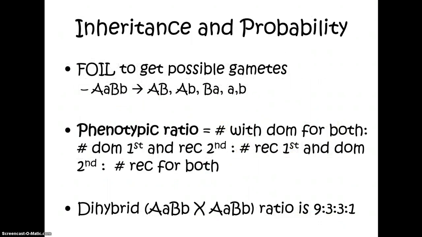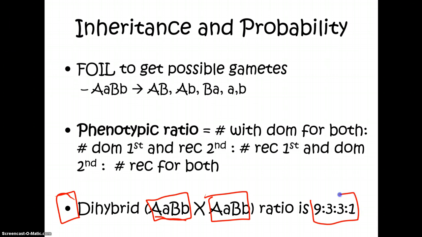Alright, so inheritance and probability, I'm not going to spend too much time on this because I think it's pretty self-explanatory. However, this is really important. You really need to make sure that you know that when you take 2 heterozygous individuals and you're looking at 2 traits, so a dihybrid cross, you're going to see this phenotypic ratio of 9:3:3:1.